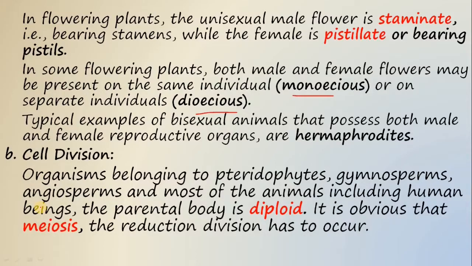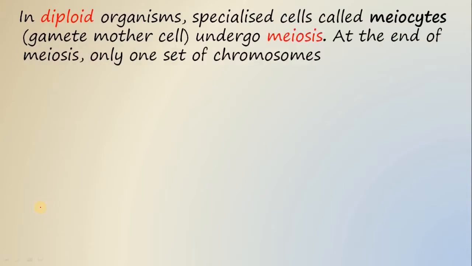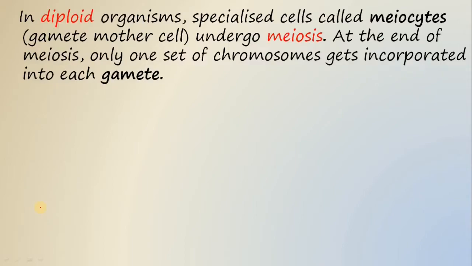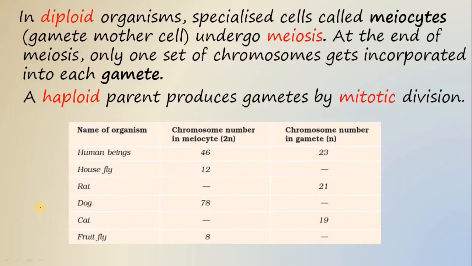You would have learned mitosis and meiosis in your 11th. In diploid organisms, specialized cells called meiocytes, or the gamete mother cells, undergo meiosis. At the end of meiosis, only one set of chromosomes gets incorporated into each gamete. So meiosis occurs and it forms meiocytes. You would have learned all of this in your class 11th. And a haploid parent produces gametes by mitotic division. Remember that. If it is diploid, reduction division goes on, that is meiosis, and if it is haploid, mitotic division takes place. Here is a table that was put up in your textbook, with some examples of organisms, their total chromosome number and their chromosome number in the gamete.